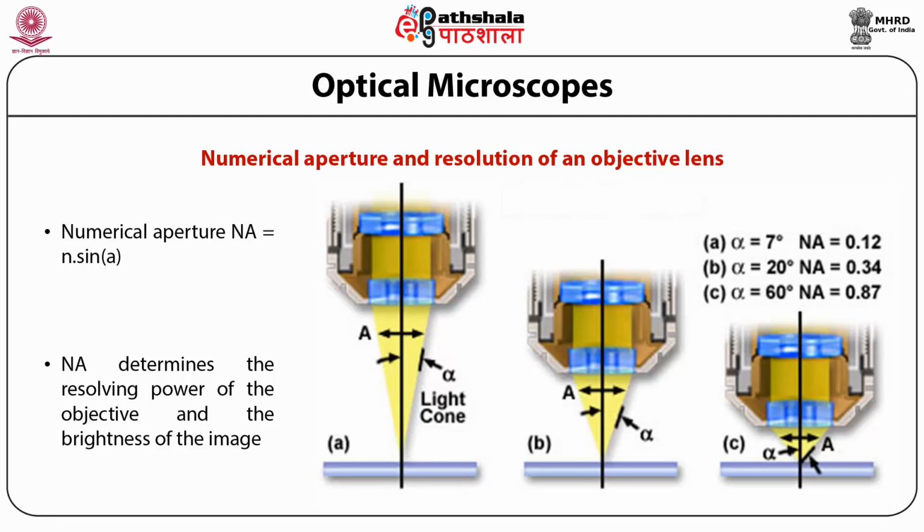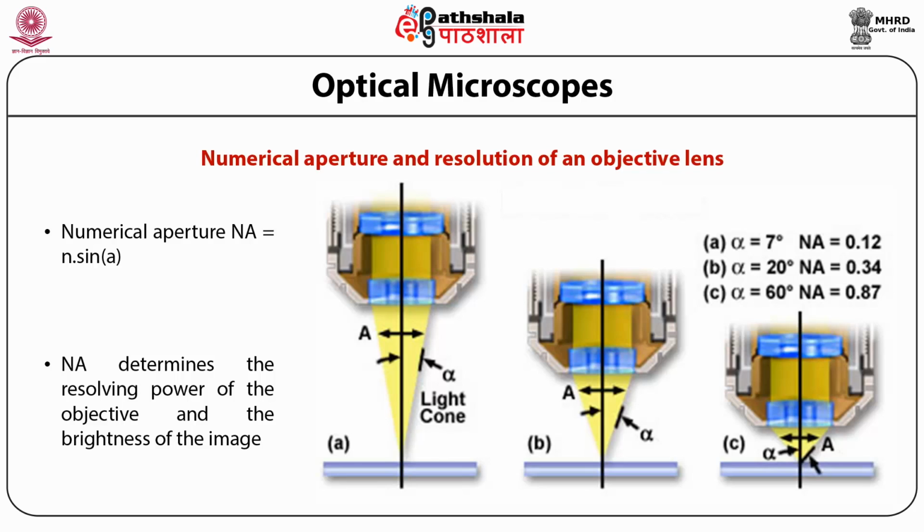So the numerical aperture for this particular objective is 0.12, where n has been taken equal to 1 for air. In the second example, you have alpha equal to 20 degrees. For that particular case, you have numerical aperture equal to 0.34. And the third one, the largest among these three, has alpha equal to 60 degrees. So the larger the angle of the optical cone, the larger is the NA, and that is 0.87 for this example.